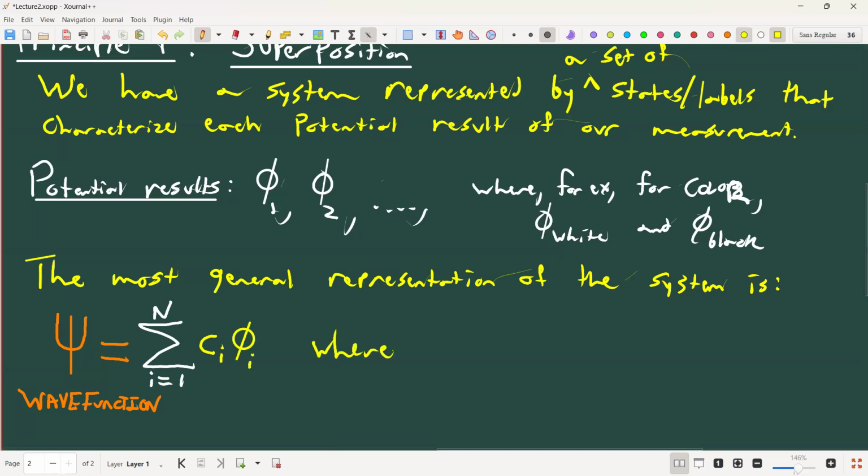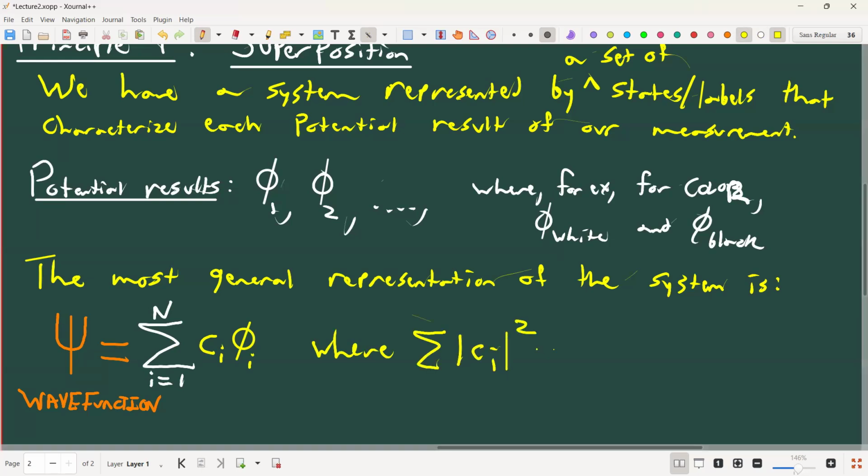Where, and this is very stringent, the sum of the squares of all of these numbers, which are real numbers, has to equal 1. So the idea is that this is the electron, if you will. This is our representation of the electron, the wave function, this psi. And it's just a function that's a sum of these smaller result functions.